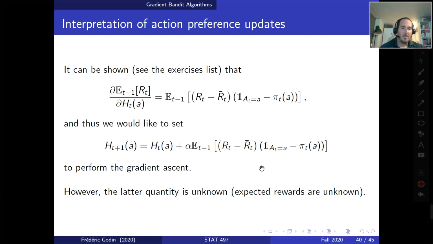However, it's impossible to do that because expected rewards are unknown. Okay, so if we want to know the expected reward for the next step, it's impossible to know that quantity. So to perform a formal gradient ascent is impossible in practice. Expected rewards are unknown.